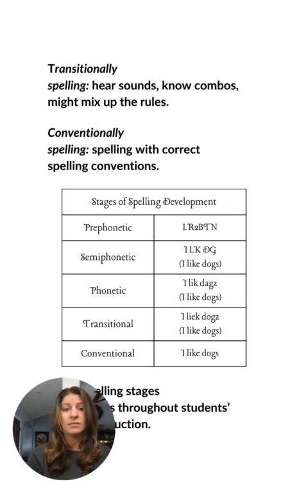Transitional spelling. Hear sounds, know combos, might mix up the rules. Conventional spelling. Spelling with correct spelling conventions. These spelling stages will progress throughout students' reading instruction.